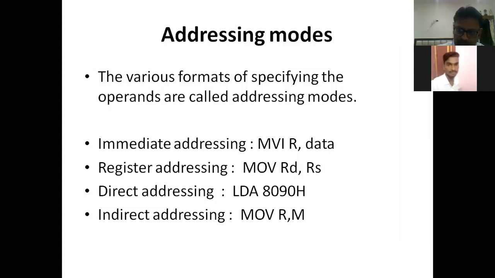So this is very important. Addressing mode is very important, and you have to be very, very careful about that, and you have to know the different addressing modes. In 8085, we have 4 addressing modes. The first addressing mode is known as immediate addressing mode. Immediate addressing mode is a kind of mode in which the data has to be supplied immediately within the instruction.